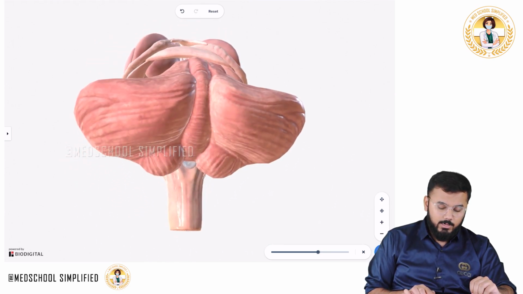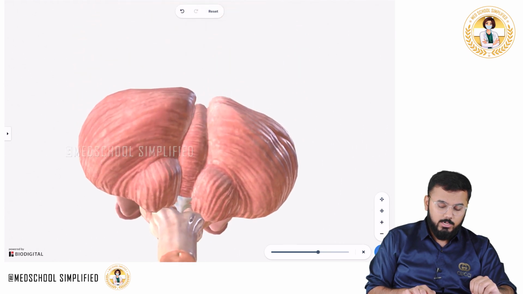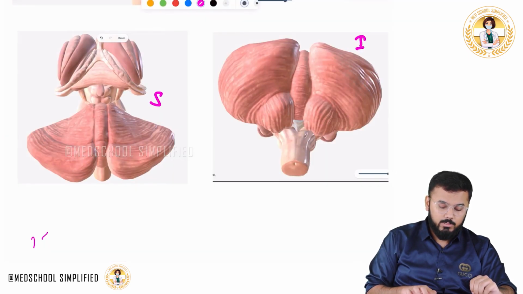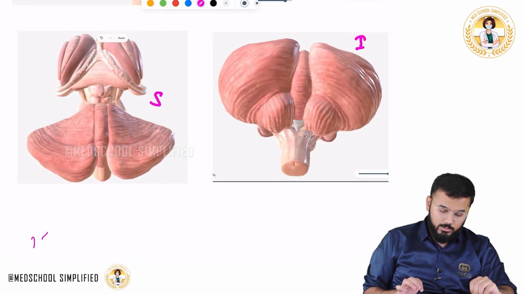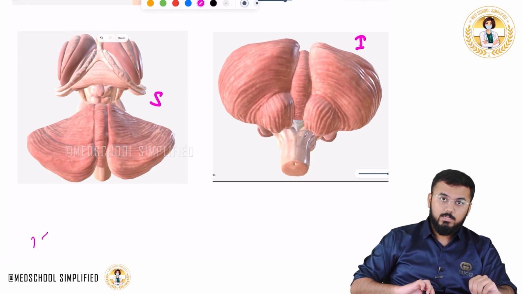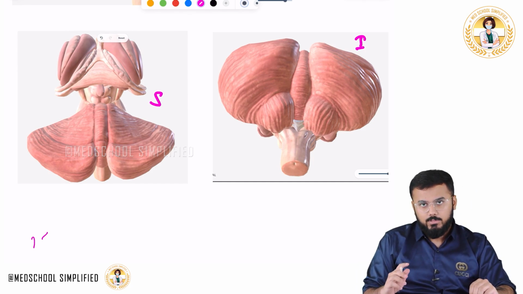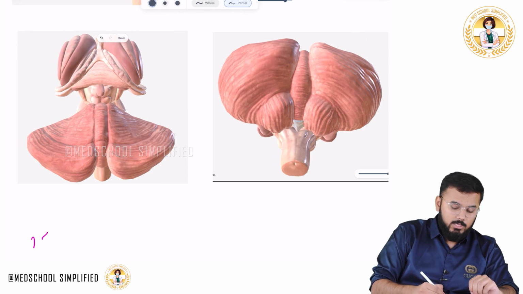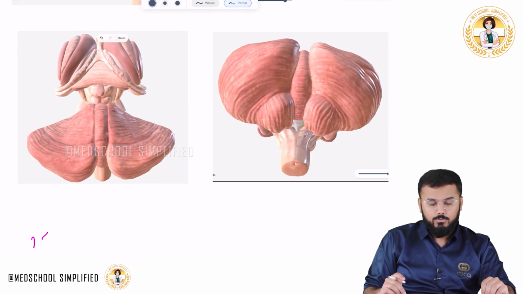Lateral, here you have superior, this is posterior. If much more bottom, this is your inferior. So, I hope you understood now. This is your superior surface and this is your inferior surface of your cerebellum. Okay. So, these are the two important surfaces of your cerebellum.